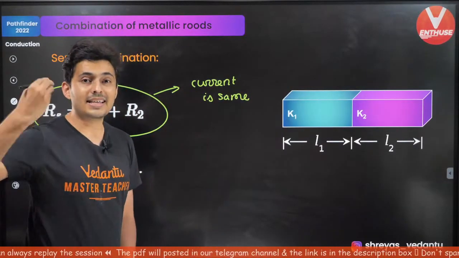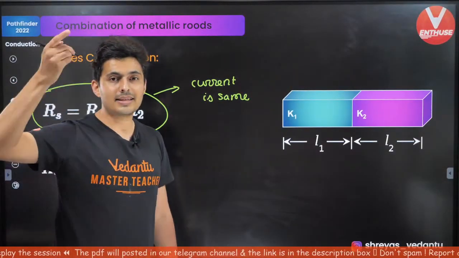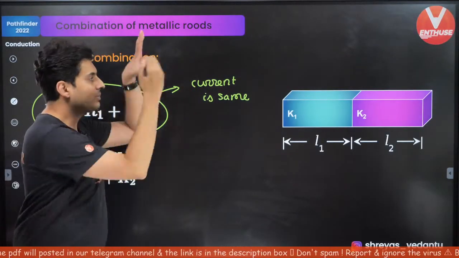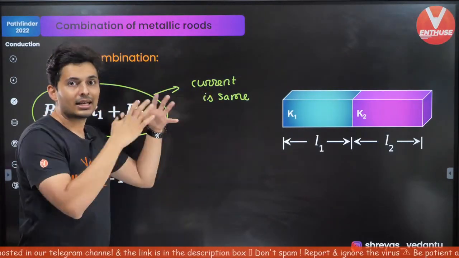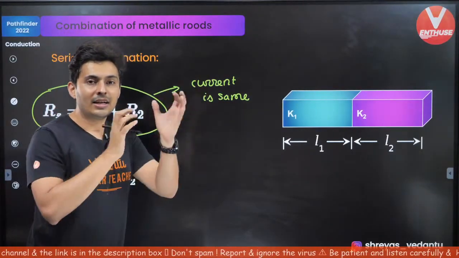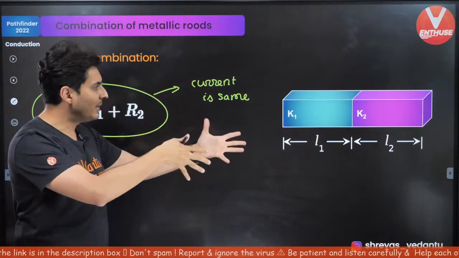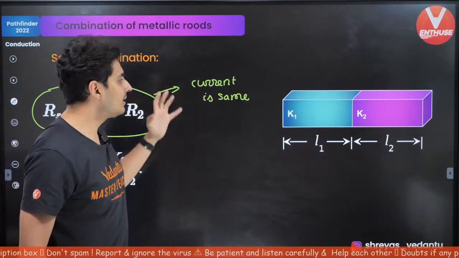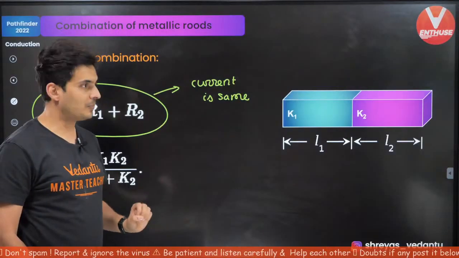And remember, R is L by KA. Because R is L by KA, you need to substitute the values of K in that equation. So instead of R, you will put L by KA, with the respective L's, respective K's and respective A's. That's how you will get the equivalent K of that combination.